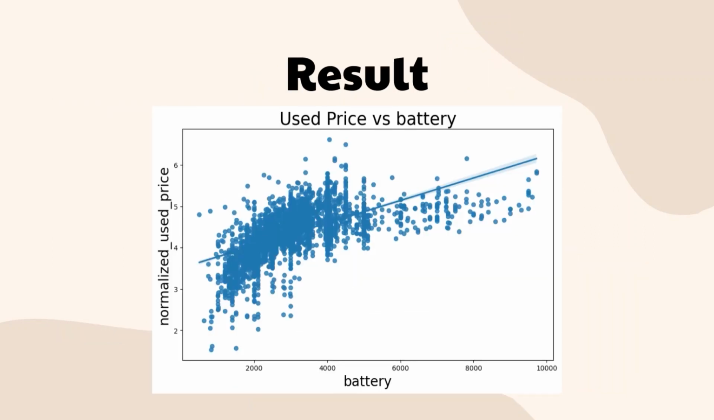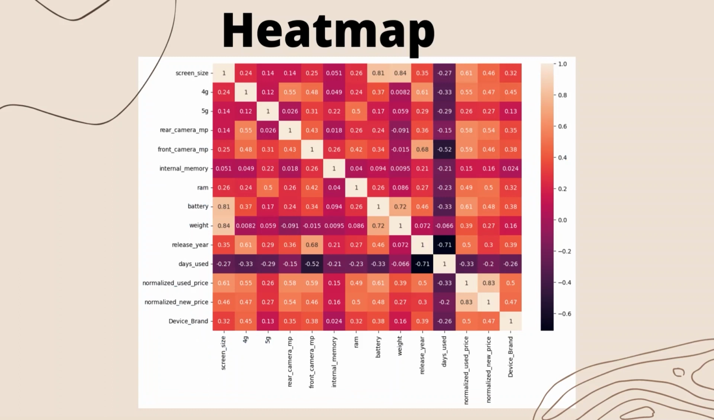Coming to the results, this graph shows that there is a positive correlation between the normalized used price and the battery. We can see that as the battery power increases, the price of the phone is increasing. Hence, they are positively correlated.